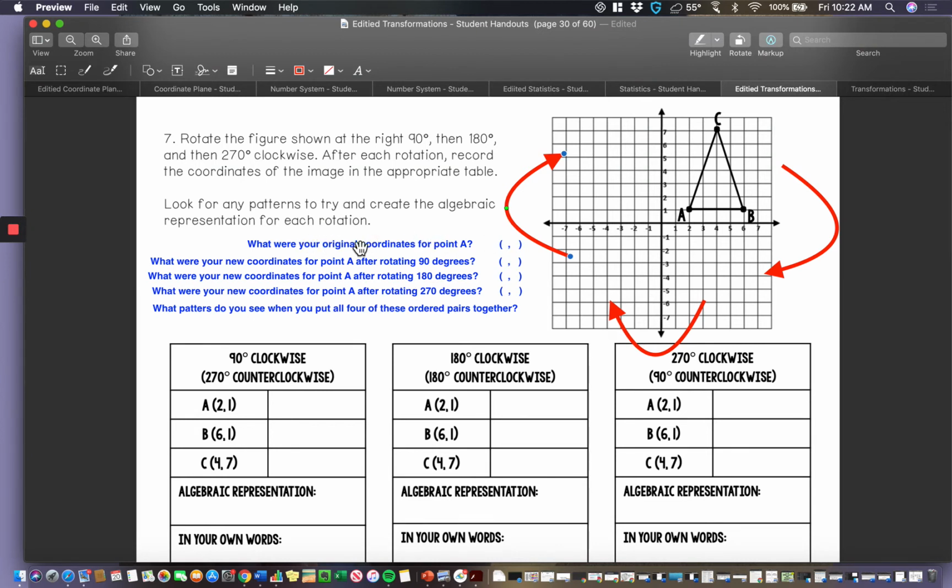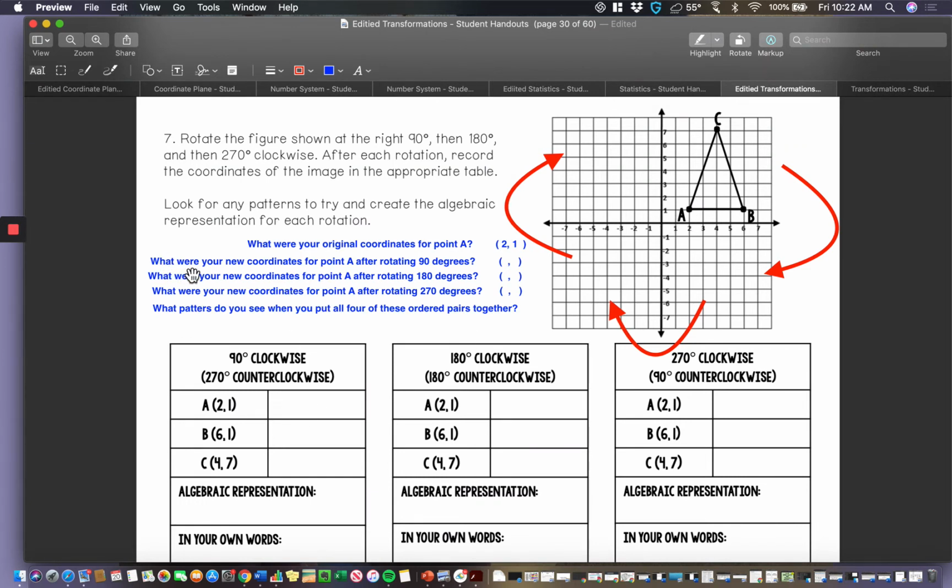So I just put some guided questions here. What are your original coordinates for point A? Your original coordinates for point A are 2 and 1. 2 on the X, 1 on the Y.